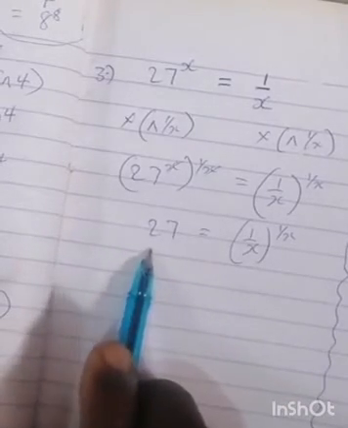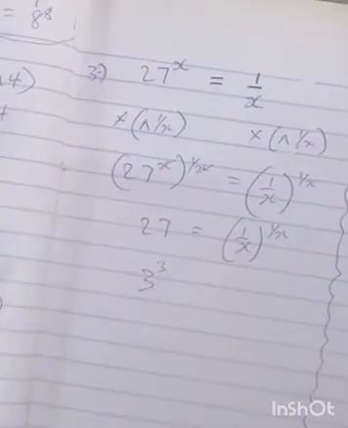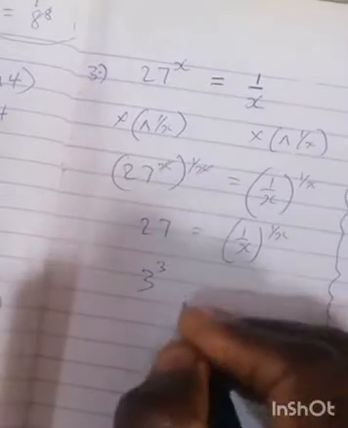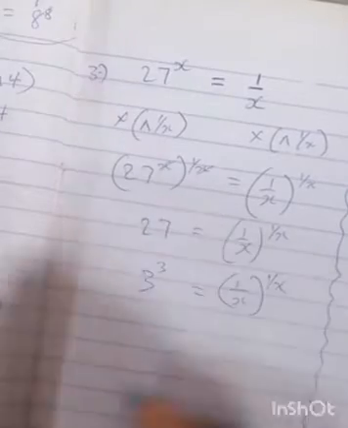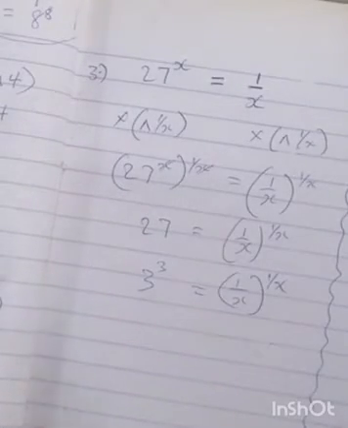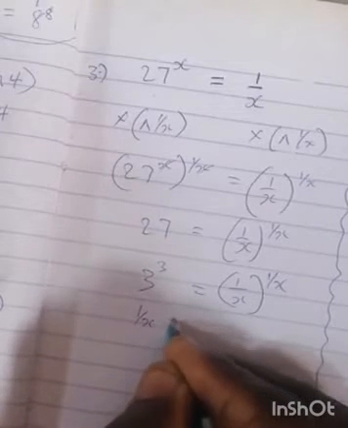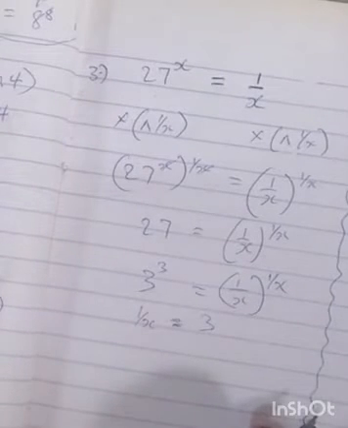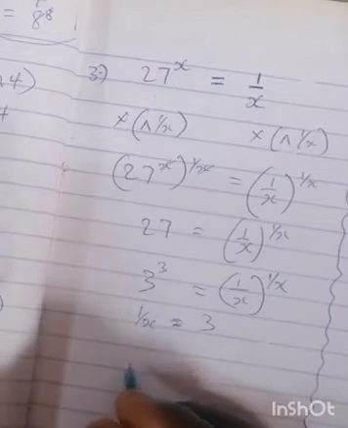Oh, very well. I have 27. 27 can be expressed as 3 raised to power 3. 3 times 3, 9. 9 times 3, 27. And then I have 1 over x. So this makes it very, very easy for me. So now I can compare: 1 over x equals 3.